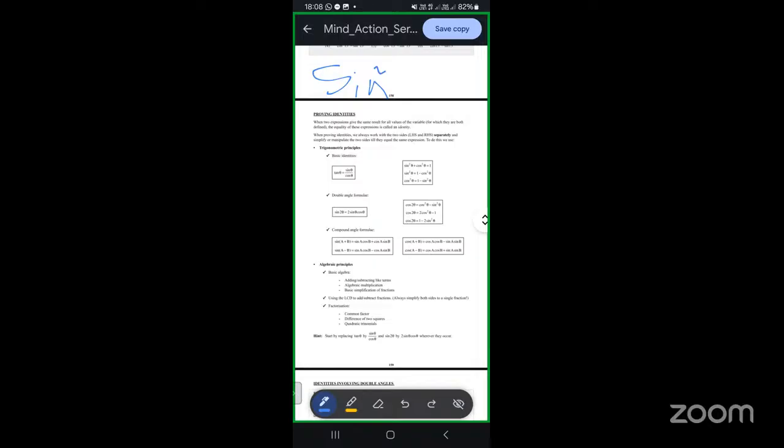Do you agree to this or no? Let me do this. Why am I writing so big? Sine squared x plus, not sine, cos now, cos squared y is equal to 1. Do you agree or disagree to this thing that I've written here?